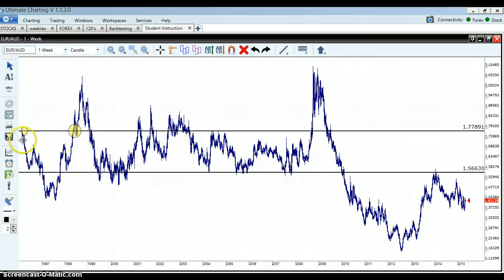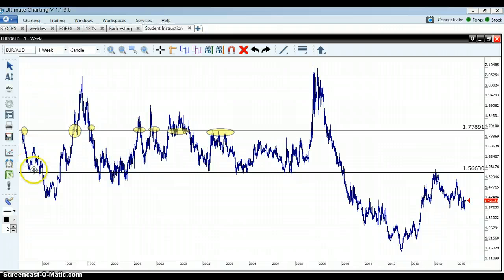Okay, coming from above, this was support. Coming from below, this is resistance. Okay, so this is resistance, support and resistance, support and resistance. All these times it was support, all this time it was resistance. So this is a very strong level.